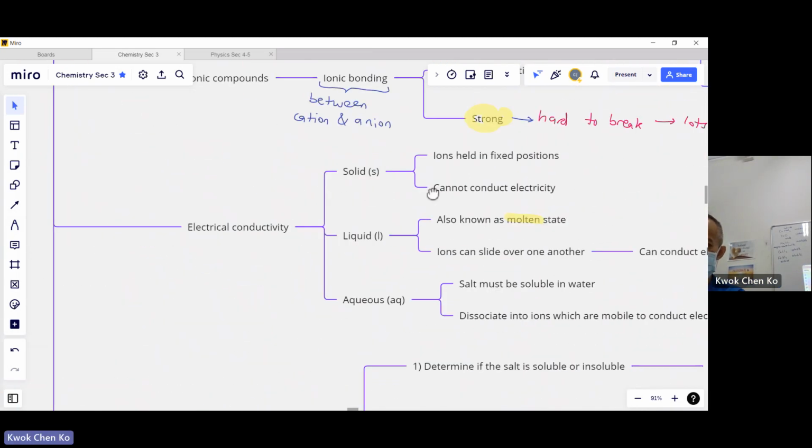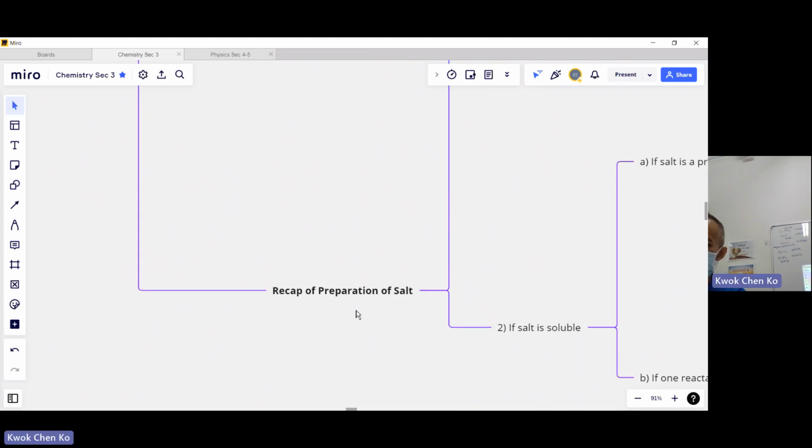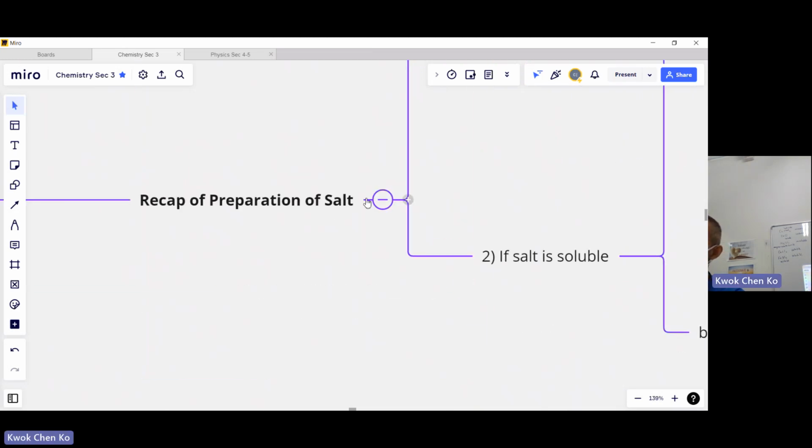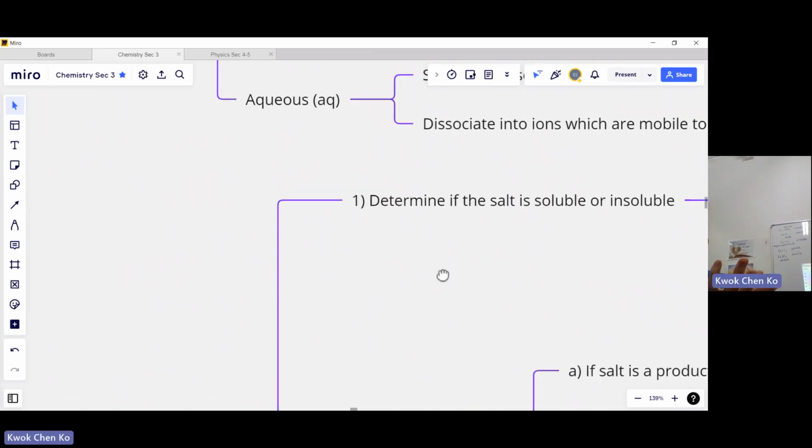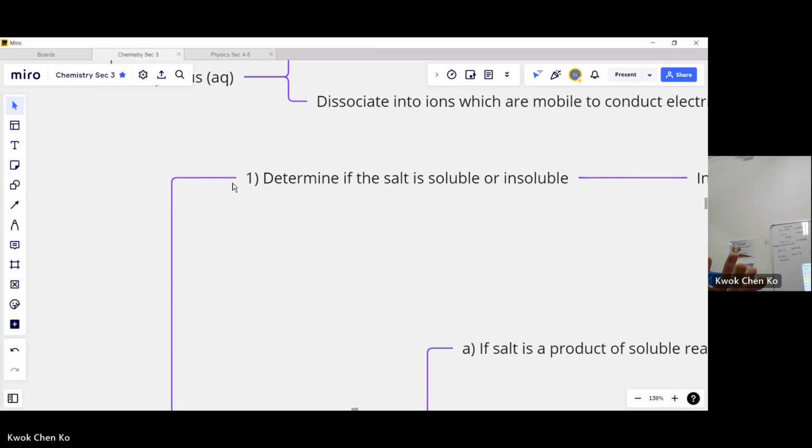First thing. Remember, we are talking about preparation of salt. All right, what salt do you want to prepare? Ask yourself this one. Write this down. First step, is your salt soluble or not? That's why your solubility rules are important.